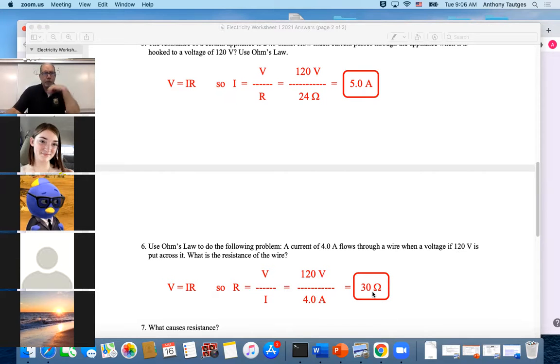All right. Next problem. Next question. What causes resistance? Well, before I answer this question, let's say you're flying at 30,000 feet in an airplane, flying cross country, and you look out the window at the ground below, and the ground looks flat, right? Is it really flat? Well, no, but it looks flat because you're so far away.